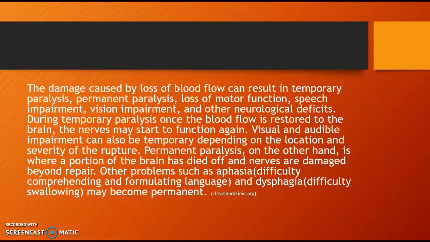A lot of times when the nerves are damaged, of course, even if the clot passes or something like that, after a certain amount of time, the nerves have already been damaged.